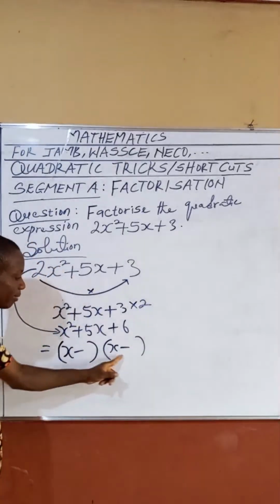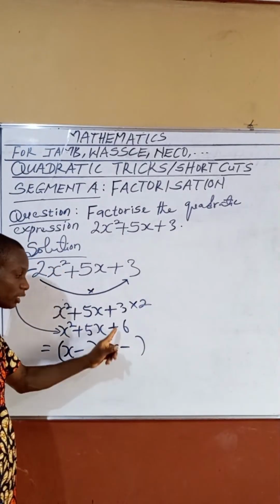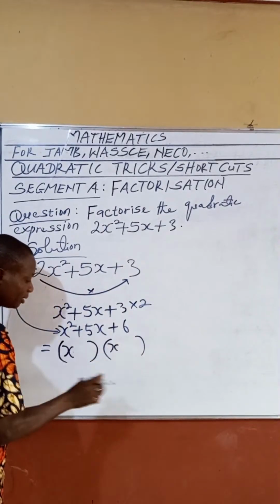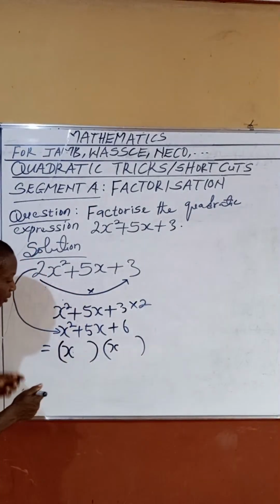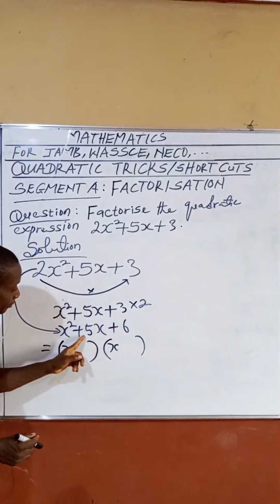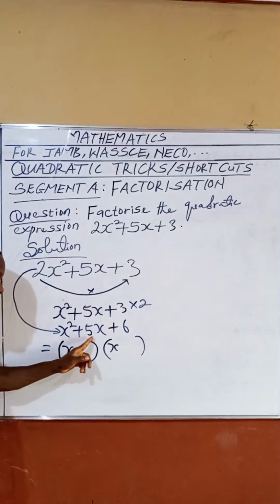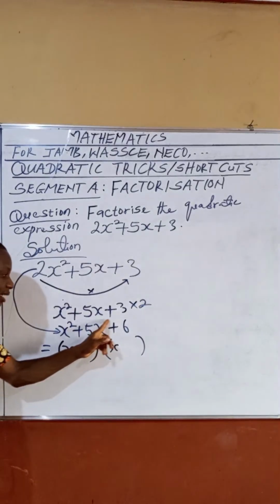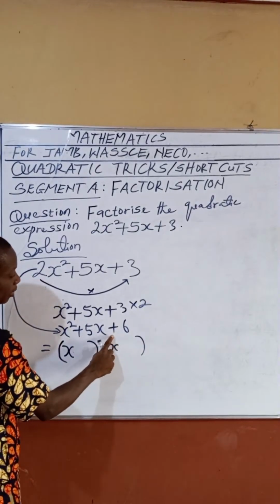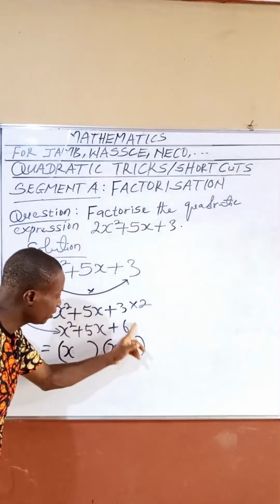Minus times minus is plus, and plus times plus is plus. So we don't know, it can be minus or plus. Okay, so let me just let it go so that we don't get confused here. Then look for two numbers such that when we add, they give us plus 5, and when we multiply together, they give us plus 6.